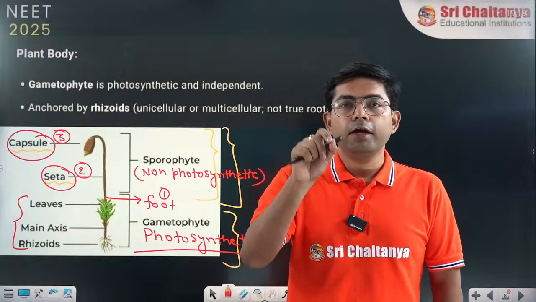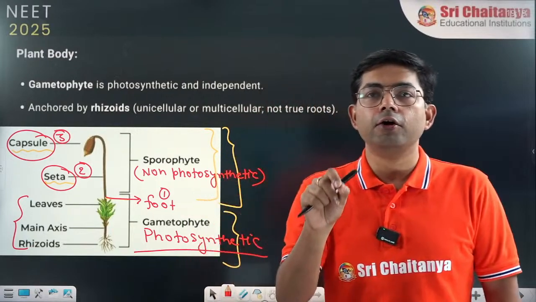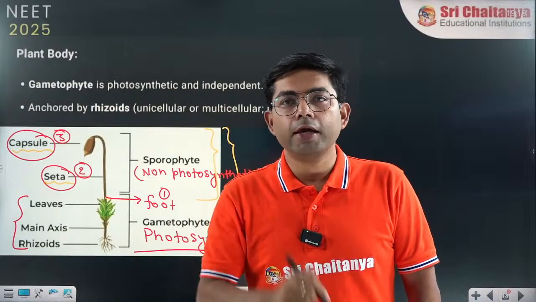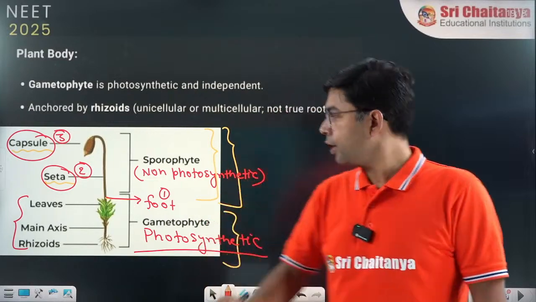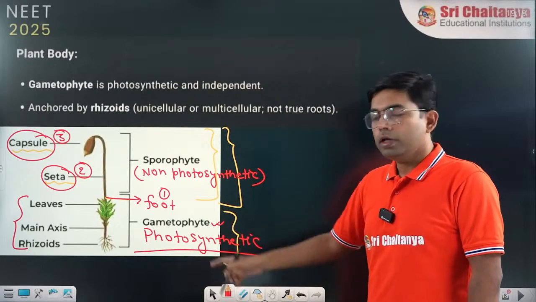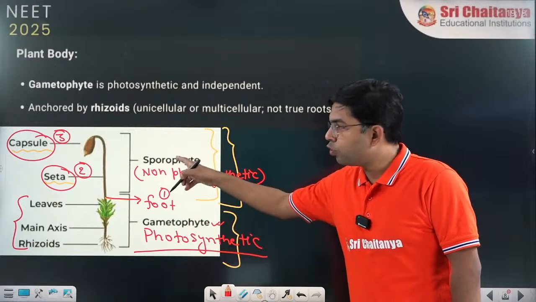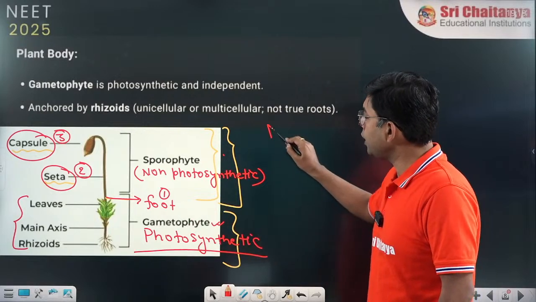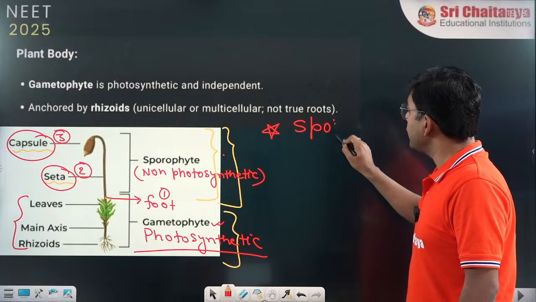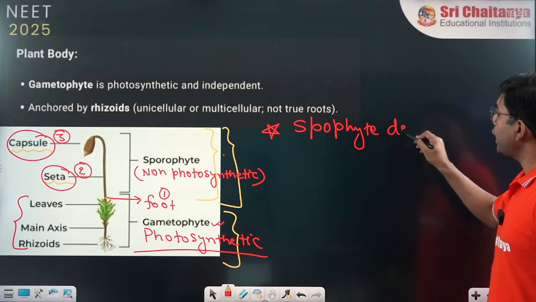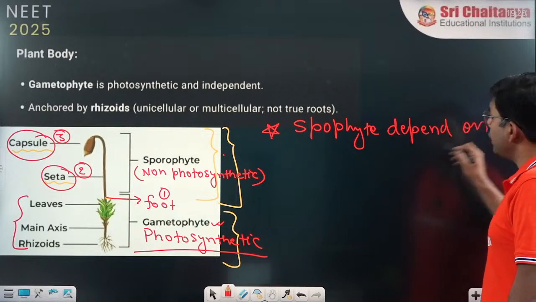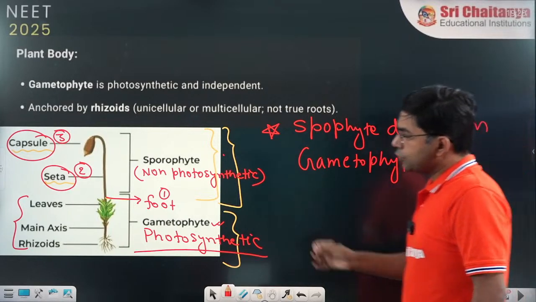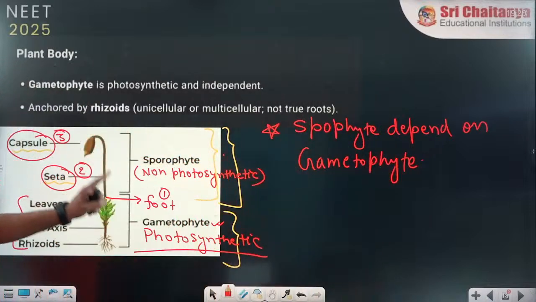For example, if you don't know how to cook, you will depend on your mother, right? But if you know how to cook food, you can cook it by yourself. There is no dependency. In the same way, the gametophyte can prepare its food, but the sporophyte cannot prepare its food. So the sporophyte will depend on the gametophyte. This is a very important line: in bryophytes, the sporophyte is dependent on the gametophyte.